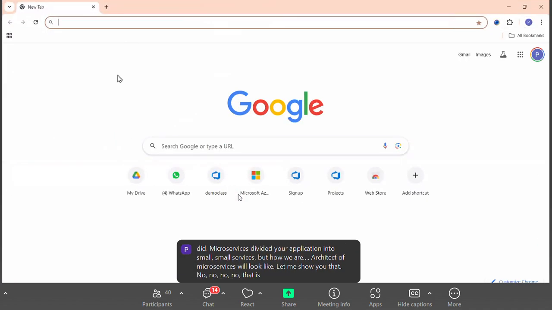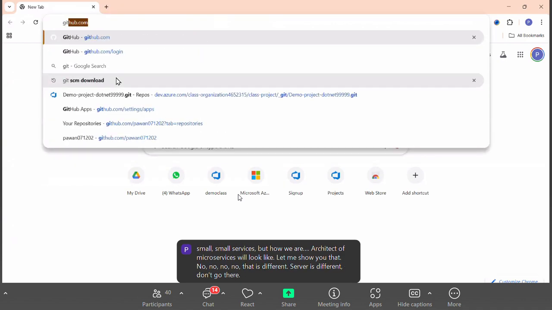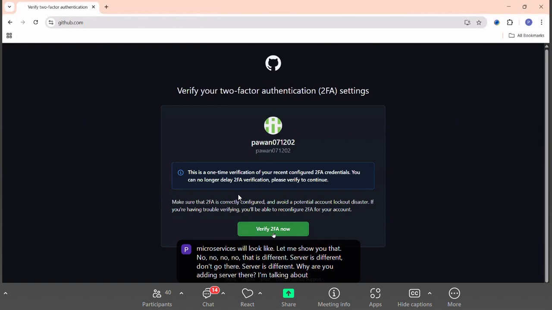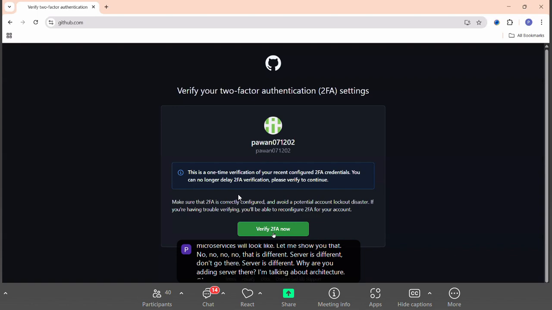No, that is different. Server is different. Don't go there. Why are you adding server there? I'm talking about architecture. Oh, come on, man.